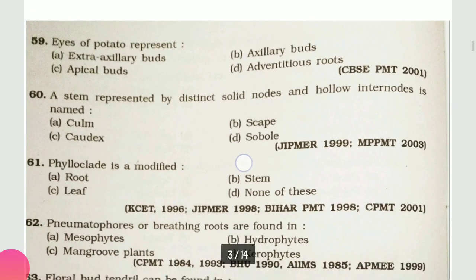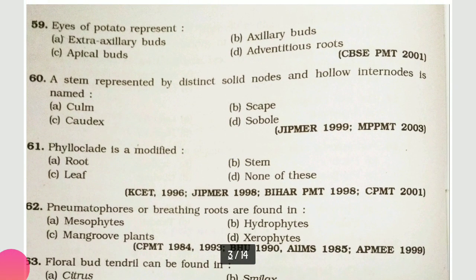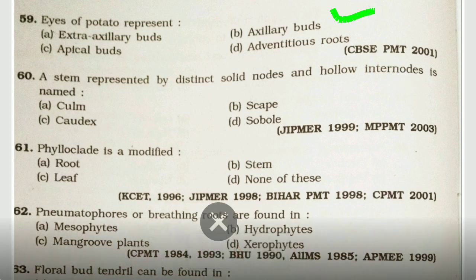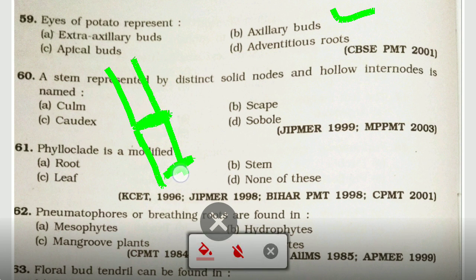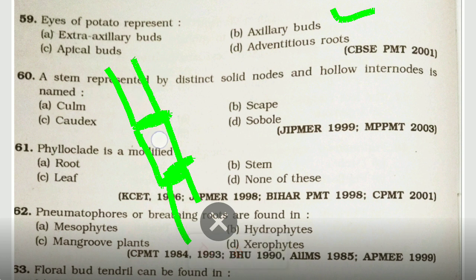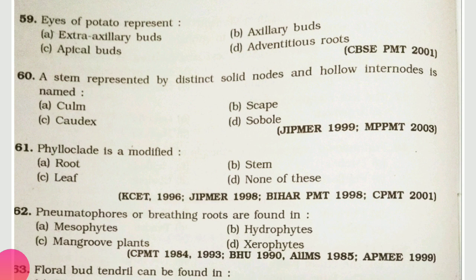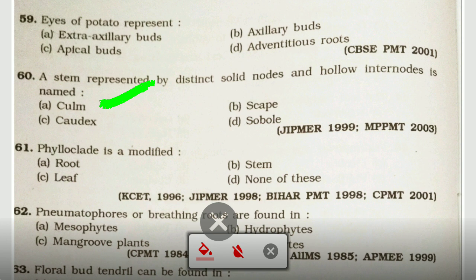Now coming to the next question, eyes of potato represent what? Axillary bud. Okay, and stem represented by distinct solid nodes and hollow internodes is named. See students, when you imagine a bamboo tree, you can understand it very easily. The nodes are solid and internodes are hollow. This is the characteristic of bamboo and some grasses. So the answer here is culm. This is a culm. Okay, CULM.